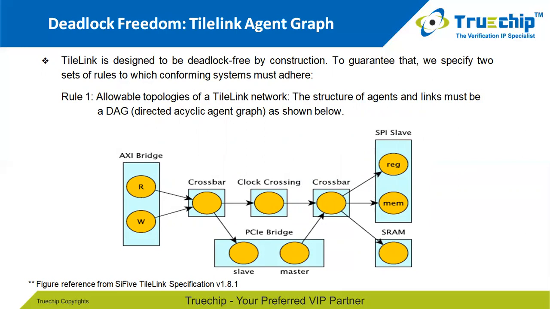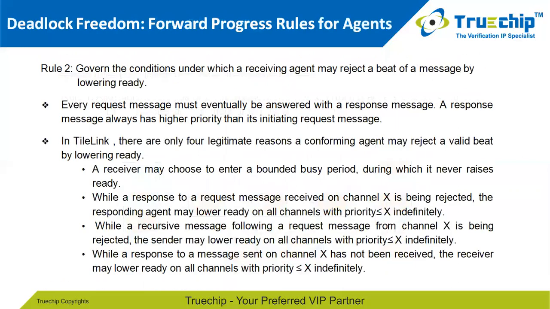You can see there is no loopback link between any of the agents, like from slave to master or any of the crossbar. The second rule to follow for deadlock freedom governs the condition under which a receiving agent may reject a beat of a message by lowering ready. To avoid deadlock, every request must eventually be answered with a response message. And a response message always has higher priority than the request message.